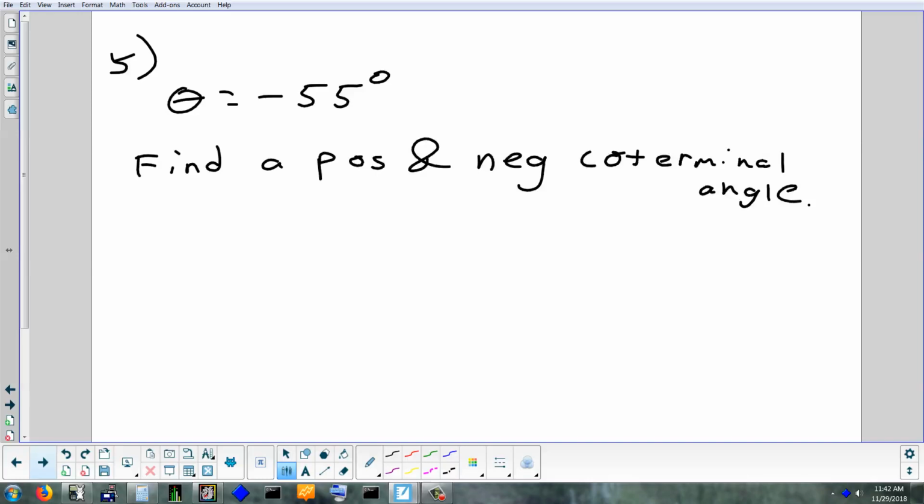How would I find an angle that's coterminal? And again, this is where you have to know the definition. I'm not going to ask you what's the definition of coterminal, but you got to know what it means to do the problem.